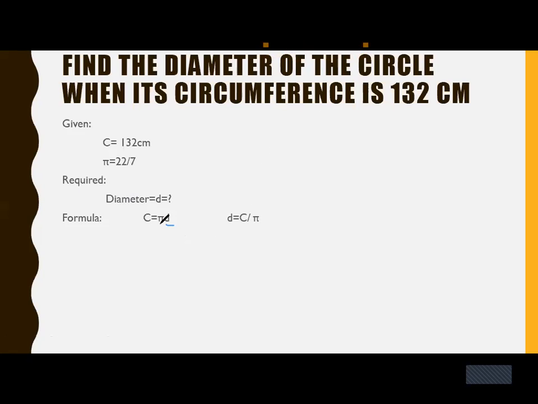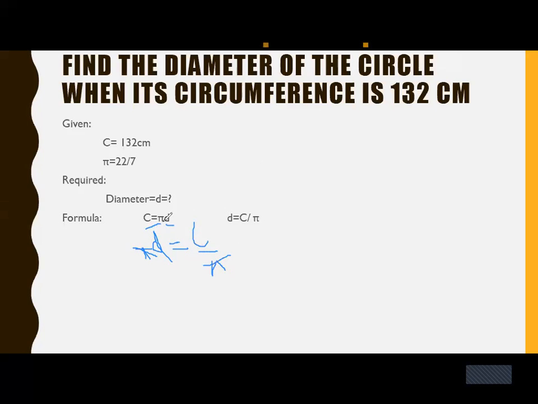This pi is multiplying with d, so it will move to the denominator with c. What is the equation? C is equal to pi d. So if we have to find the diameter, this pi is multiplying with d, and here c is written. If it moves to the opposite side, it will go in the denominator, and the equation becomes d is equal to c upon pi.